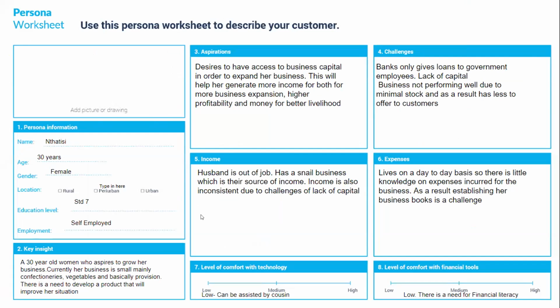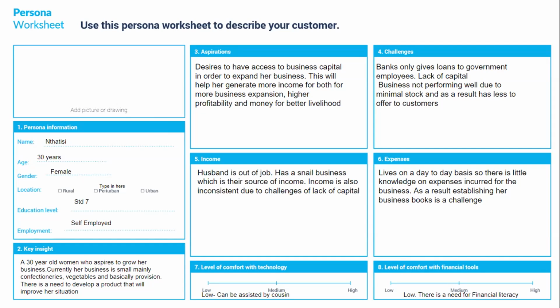Thank you very much. So in group two, we had a very fun time around the customer and part of us being the interviewer. So we interviewed our customer being Mentatisi. Mentatisi is a 30-year-old female residing at Hamama, which is a rural place or partially rural or urban in Lesotho. She only ended her education at standard 7 and she is self-employed.